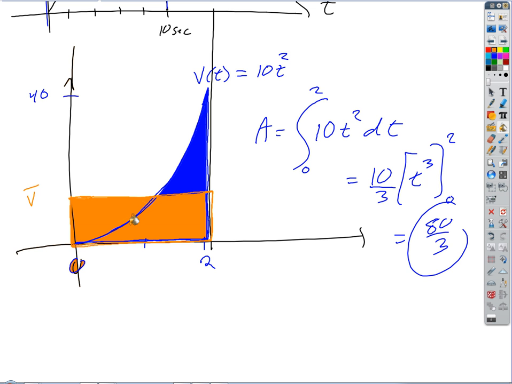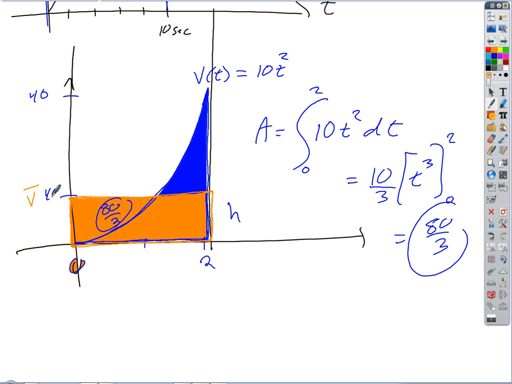Okay, anyway, if we know the total area of this orange shape is 80/3, and we know that the width is 2, what's the height? Whatever the height is, call it h. 2 times h has to equal 80/3, so you divide by 2. So it's 40/3. If the height is 40/3, then that's the average velocity. That's awesome.